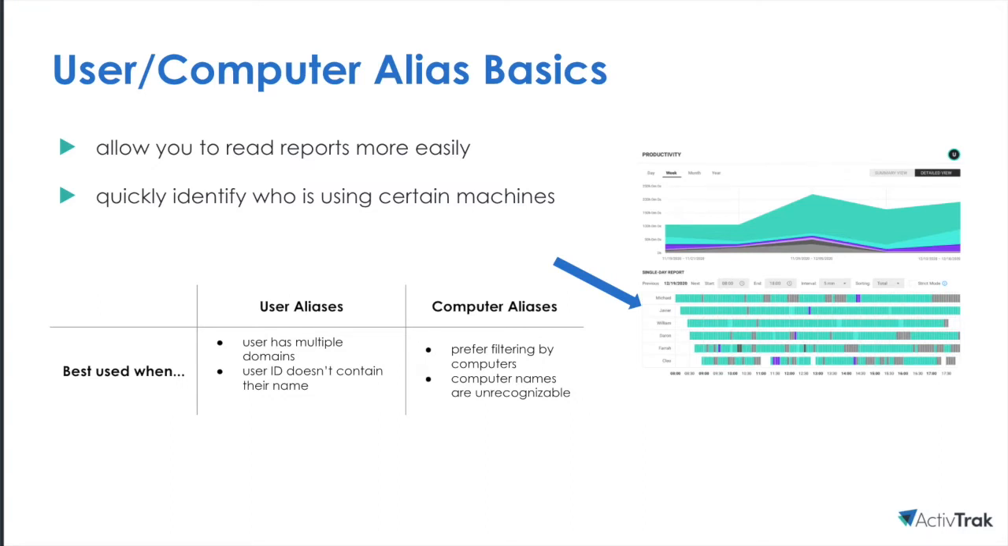User aliases are helpful when a user has multiple domains or when their user ID doesn't contain their name or any way to identify them. Computer aliases are useful if you prefer to filter by computers, or if your computer names are unrecognizable. Creating these computer aliases allows for easier readability when viewing the machine.